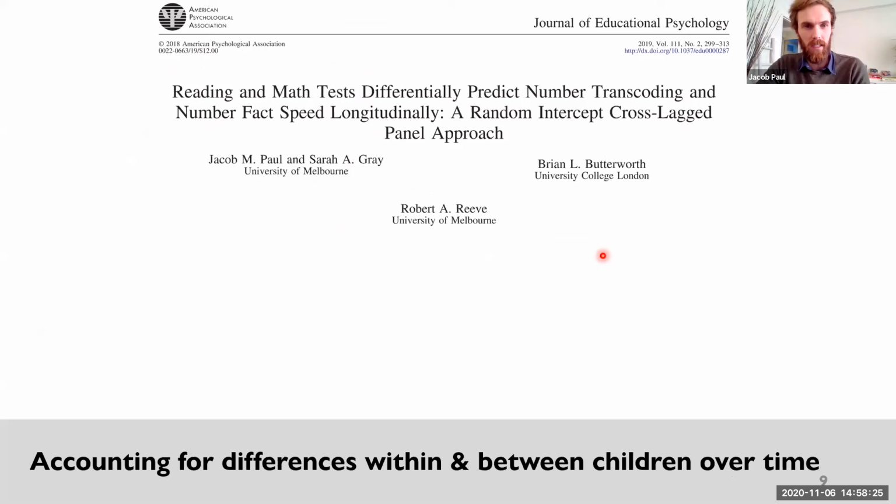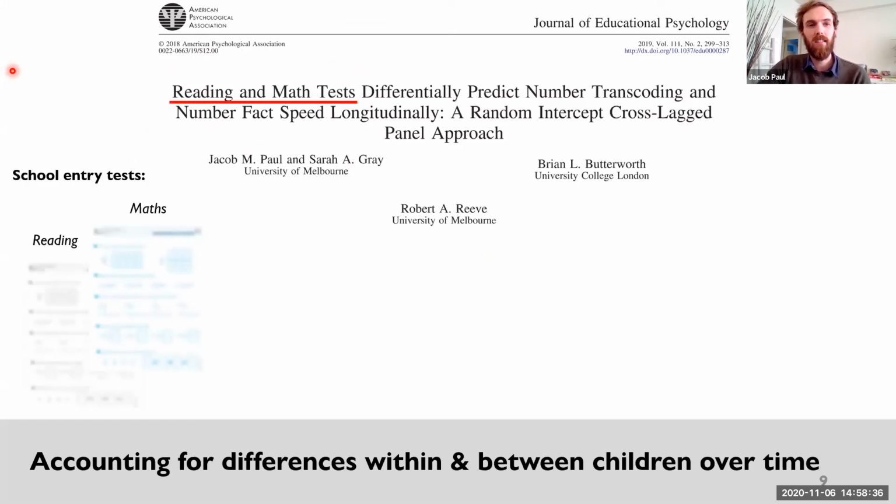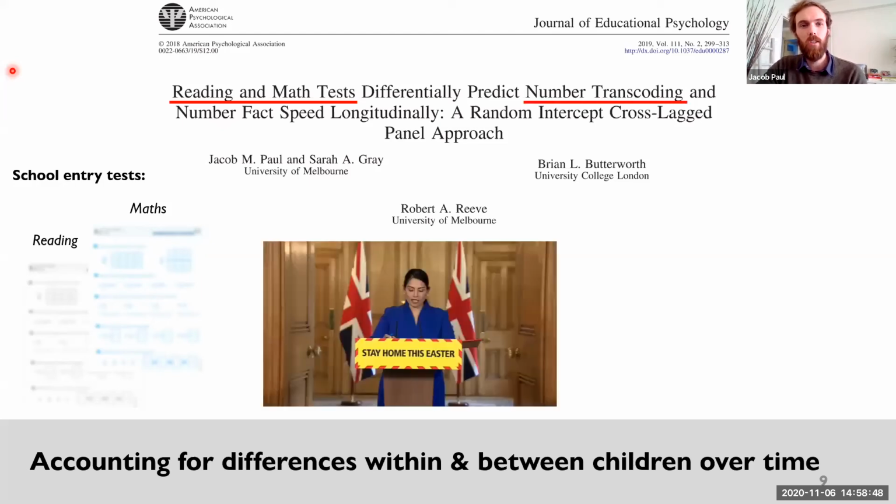The second study, just to finish off with, is going to make use of the cross-lagged panel model with a small recent update to it. And the question we're going to ask is, looking at school entry tests, how well do they predict future performance? Most children are given these tests upon entering school, and we wanted to know how well this standardized test was at capturing some of this variability in 2 important tasks.